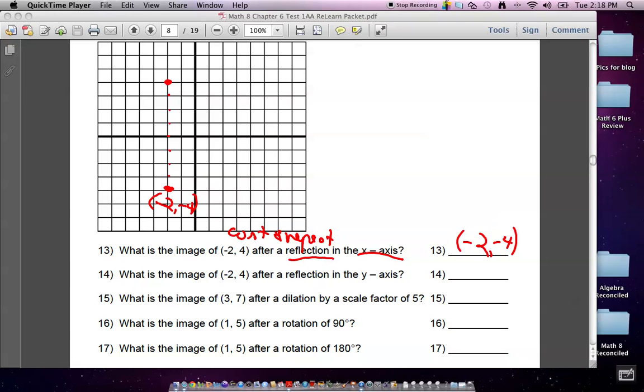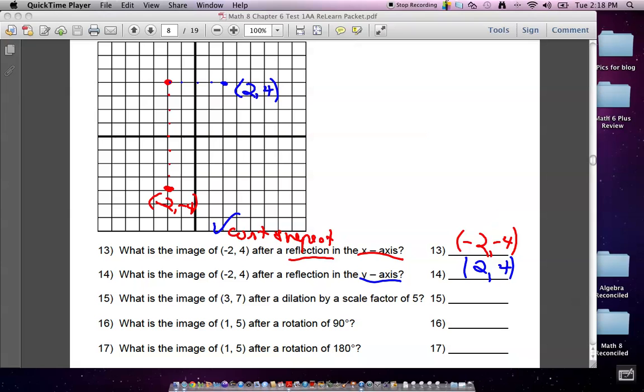Now the next one says to take that same point here, negative 2, 4, and this time reflect it in the y-axis. So again, I'm going to count and repeat, but this time I'm going to do it to the y-axis. 1, 2, 1, 2. So this becomes the point 2, 4, which I will put down here.